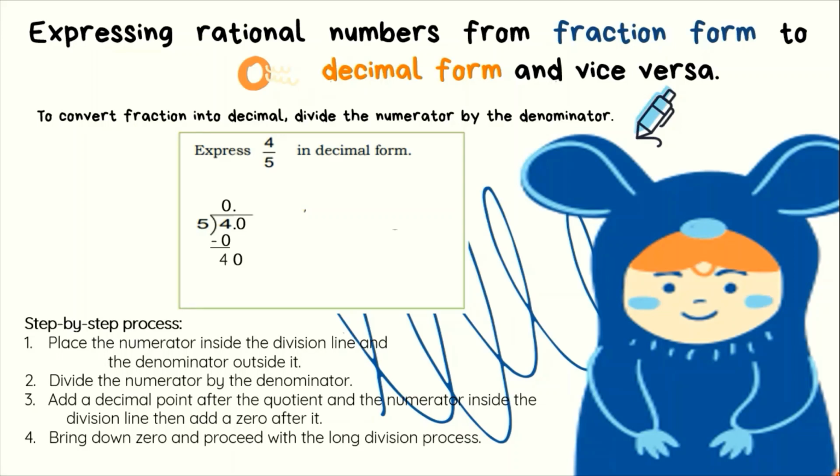And then we can divide 40 by 5. So 40 divided by 5 is 8. 8 times 5 is 40. 40 minus 40 is 0. Wala na tayong remainder. Therefore, 4/5 is equal to 0.8. 4/5 when converted into a decimal, 0.8 ang ating magiging sagot.